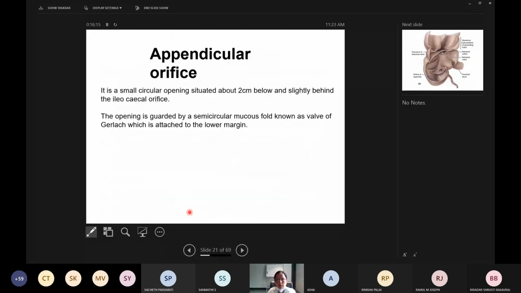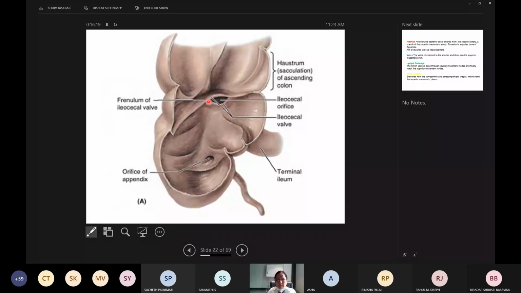So you have the two lips. This is the upper lip, this is the lower lip. This is called the frenula. It is around 2.5 centimeters. So what will be the function of this ileocecal orifice? Can anyone tell? Anyone knows what are the functions of this ileocecal orifice?